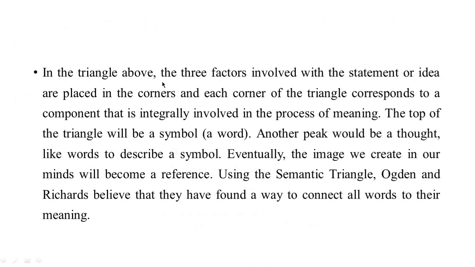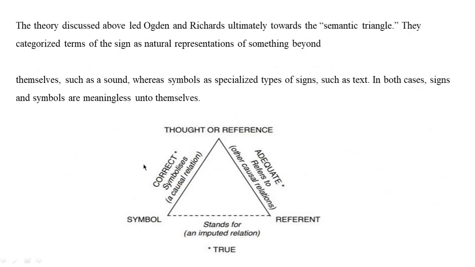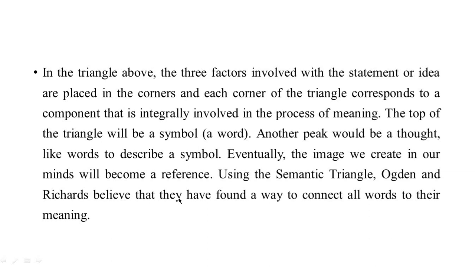In the triangle above, the three factors involved with the statement or idea are placed in the corners. Remember? So this is a triangle. It is integrally involved in the process of meaning. The top of the triangle will be a symbol. Let's see where. This one? Of course. See, this is a triangle. You can turn it right, left. It is always going to be the same. A word. Another peak would be a thought, like words to describe a symbol. Okay.